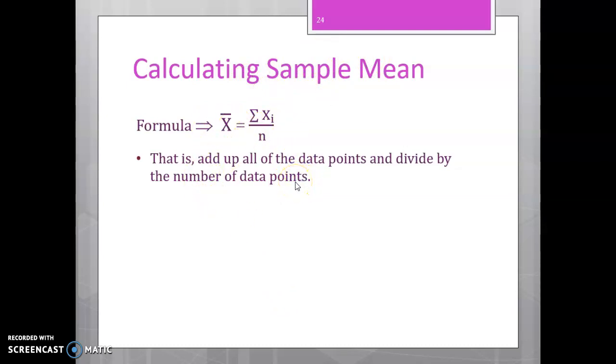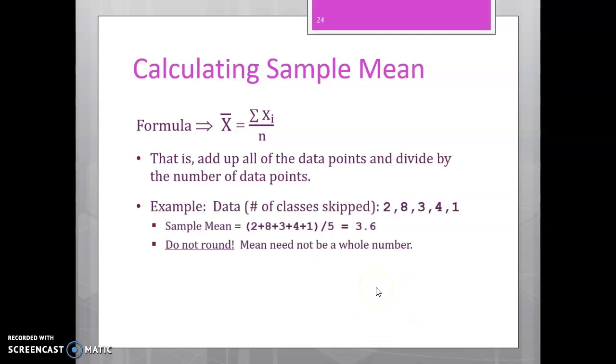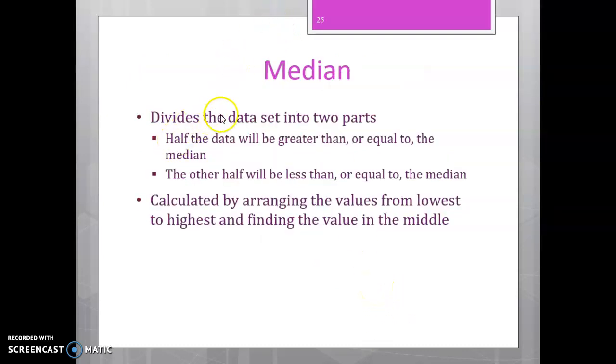Again, remember, we're not going to waste our time on things that we can have Excel do, and it's just getting the average of a number. I'm skipping this. The median is the data that sets the two apart. Half the data will be greater than or equal to the median. The other half will be less than or equal to the median.